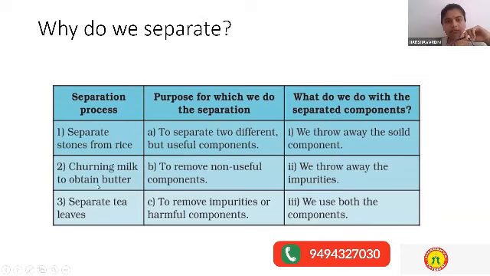And second one, if you take churning milk to obtain butter, they may give a blank space at the last. We throw away the impurities, that will be the last. So you have to find, when you churn the milk to obtain butter, which one you will use, which one you won't use. They may ask you like that. Okay. So this is a part of your NCERT book question, so you have to be careful with this. Not only these three, that is separate stones from rice, churning milk to obtain butter, separate tea leaves, they may also ask you many other examples.